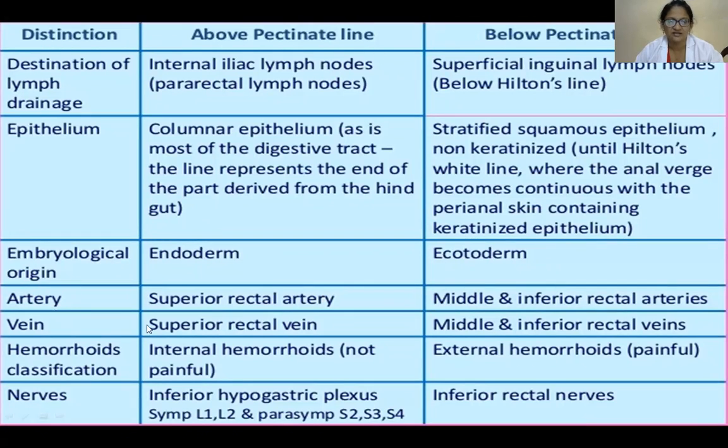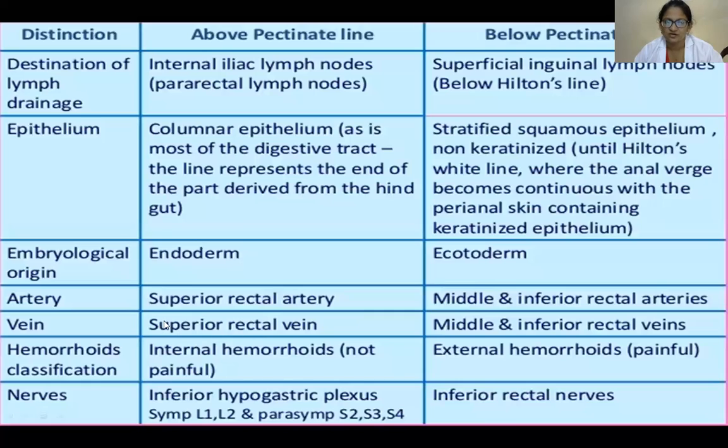Arterial supply: above the pectinate line, it is supplied by the superior rectal artery. Below the pectinate line, it is supplied by the inferior rectal artery and middle rectal artery. So finally, the anus is supplied by the superior, inferior and middle rectal arteries.